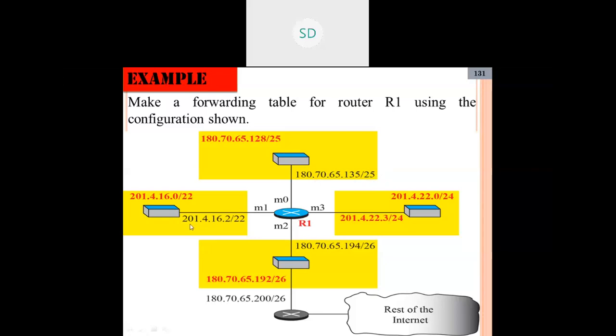In this table, if I consider this particular block, 201.0.4.16, it is an address masked with slash 22. So each block will have a mask.